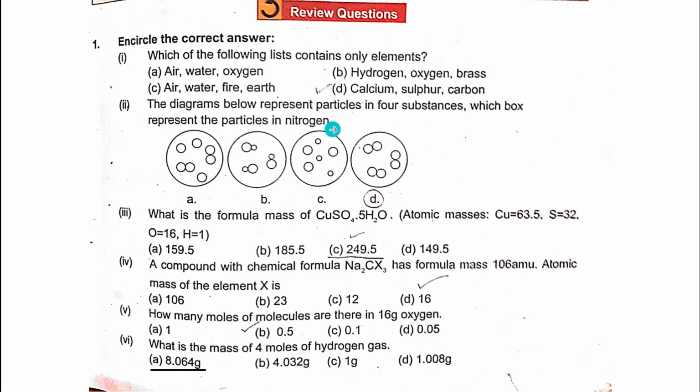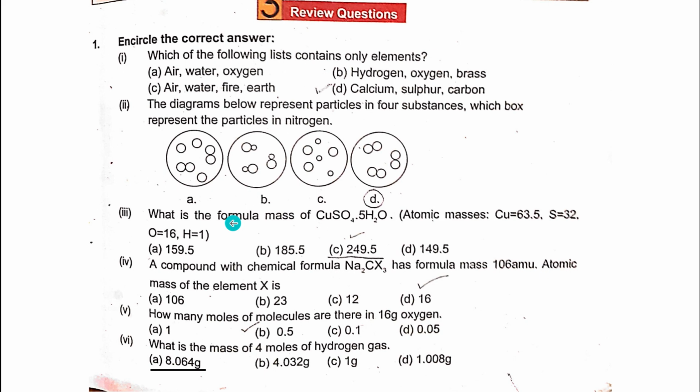The diagram below represents particles in 4 substances. Which box represents particles in nitrogen? So nitrogen is a diatomic molecule. It does not exist freely in the atmosphere, meaning whenever we say nitrogen is in the atmosphere, nitrogen contains 2 atoms. Look at this picture over here. This shows 2 atoms attached together. So D is again the correct option.